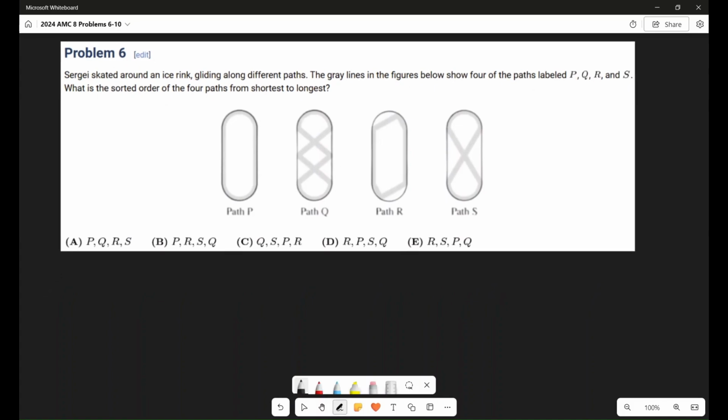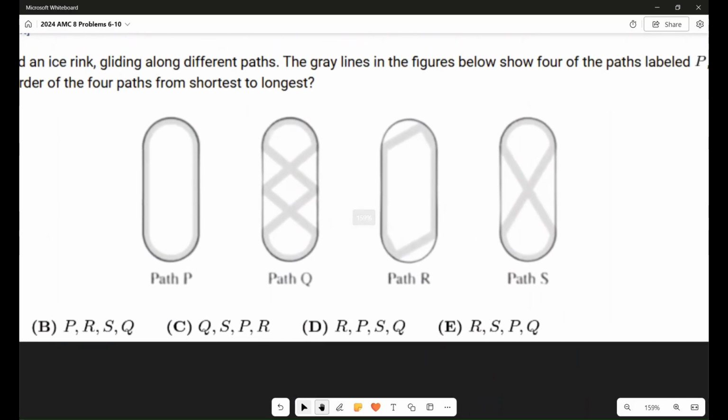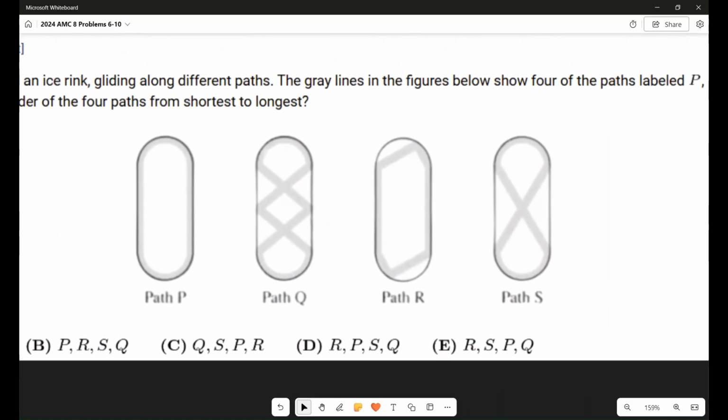So the natural thing to do in this problem is take 2 of these paths and start comparing them. So let's do that right after I zoom in a little. There we go. So the 2 simplest paths to compare seem to be P and S. So let's compare those.